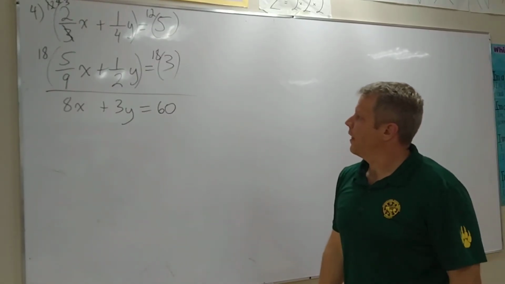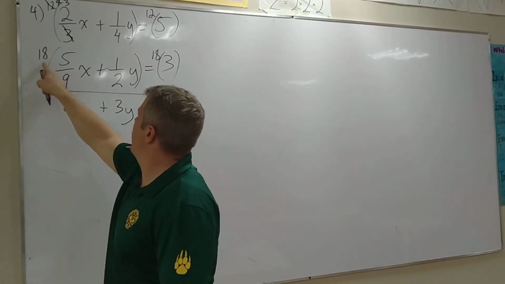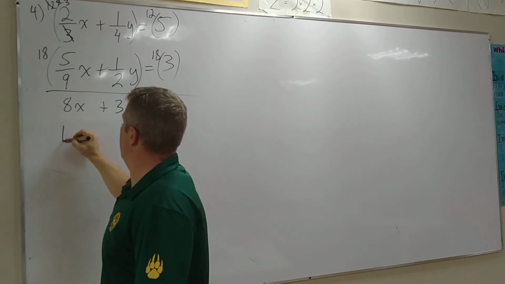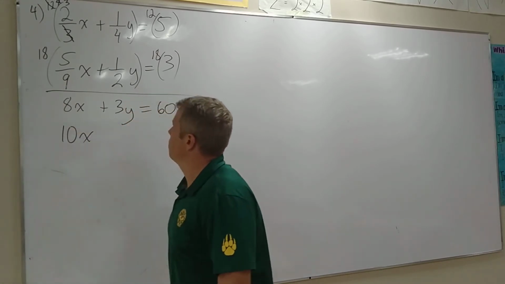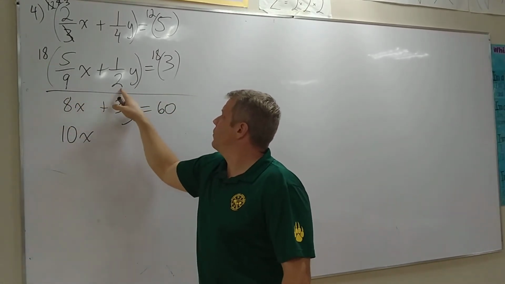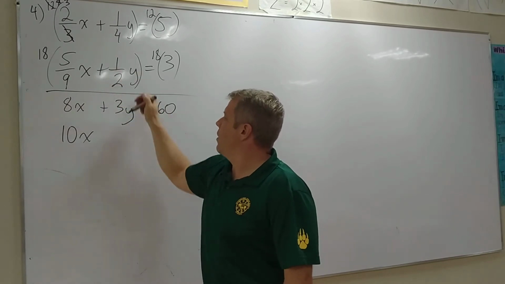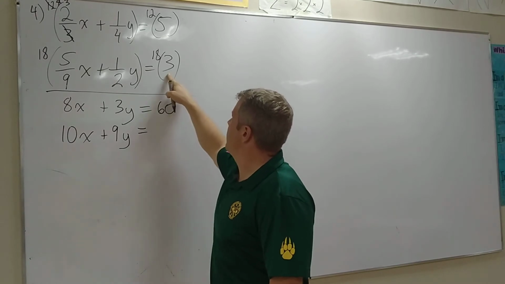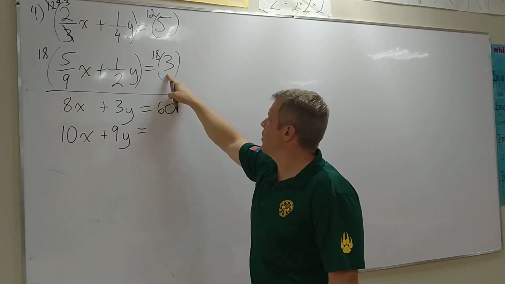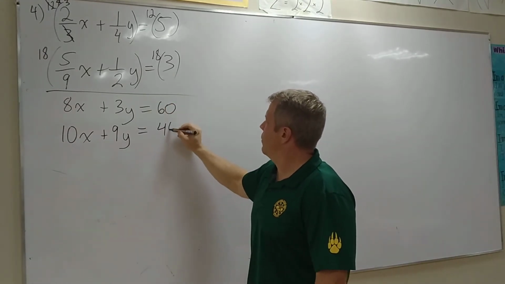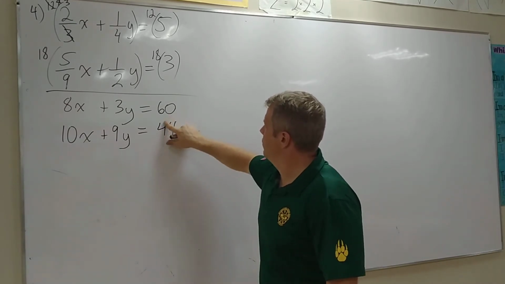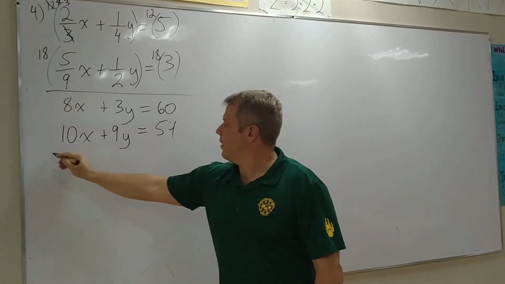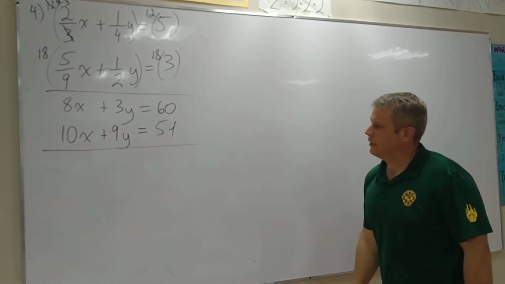Okay. Multiply by 18. 18 divided by 9 is 2, so 2 times 5 is 10x. And 18 divided by 2 is 9. 9 times 1 is 9y. And 18 times 3 is 54. Okay, now it's a little bit more manageable.